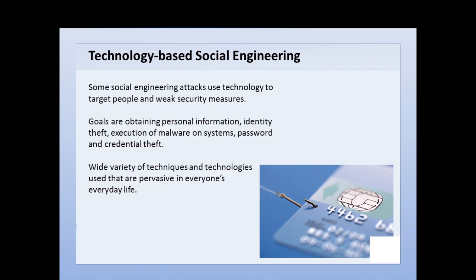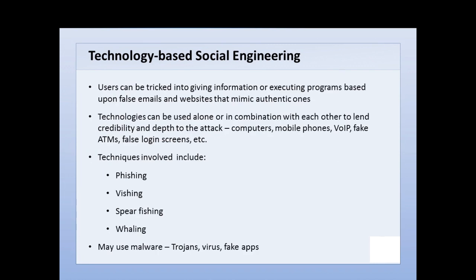Another thing you might want out of technology-based social engineering would be execution of malware on systems, kind of social engineering the person to execute a virus or a Trojan on a system so that it could steal data from the system or complete some undesirable actions. Another thing might be password and credential theft, stealing their passwords or user credentials to their banking website, to their system, to whatever. So these are just some of the goals that you might have using technology when you social engineer people.